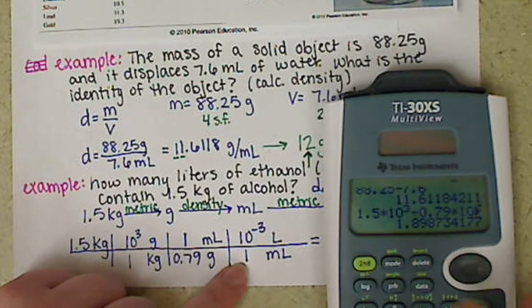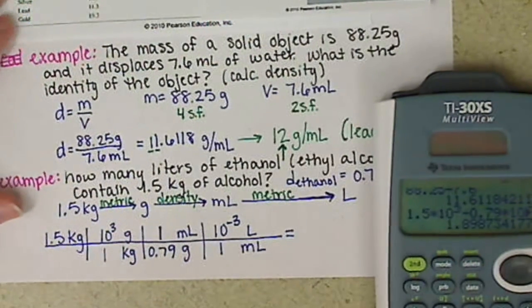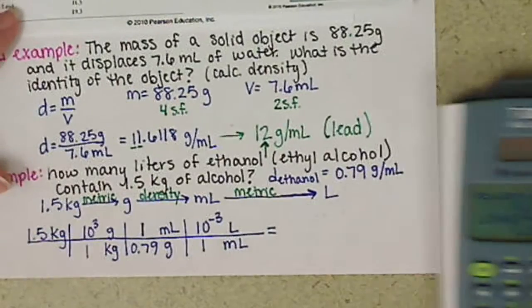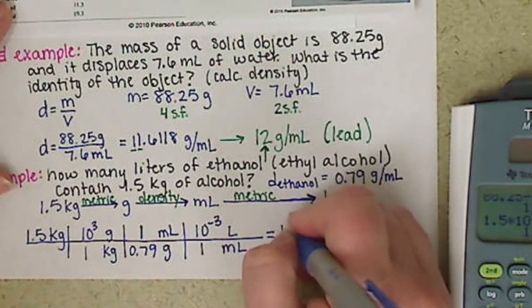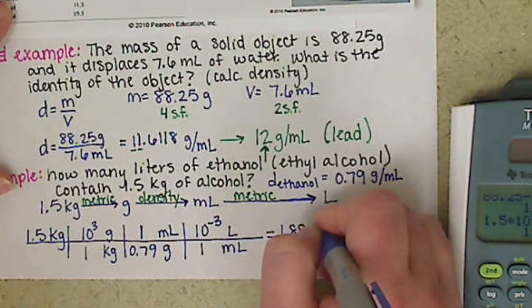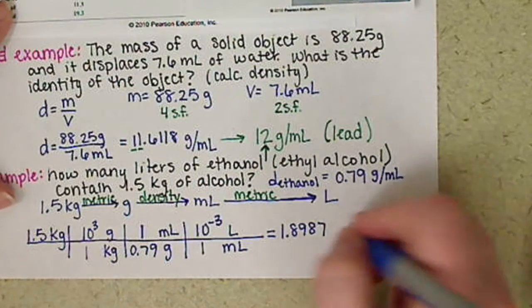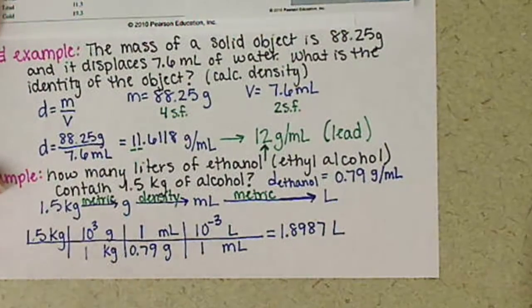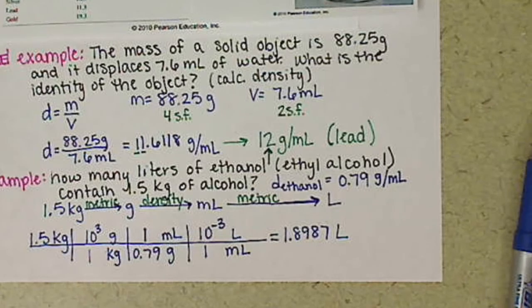So my calculator spits out, I have 1.8987. My units are liters. Am I done with my question? Have I written my answer down correctly? The answer is no. Hopefully you're yelling at your screen.